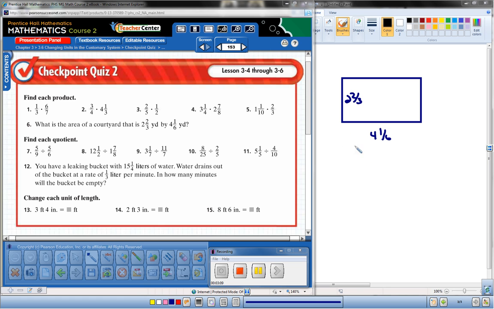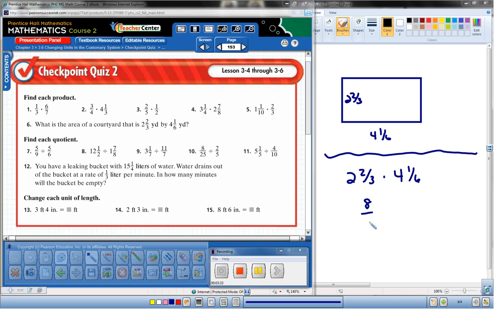And if they had asked me for the perimeter of this, then perimeter means to add up all 4 sides. And that's a possible question that you could see on the test, not this quiz. Since they're asking me the area, that's a multiplication problem, the length times the width. So 2 2/3 times 4 1/6. I'll multiply, mixed numbers are bad.